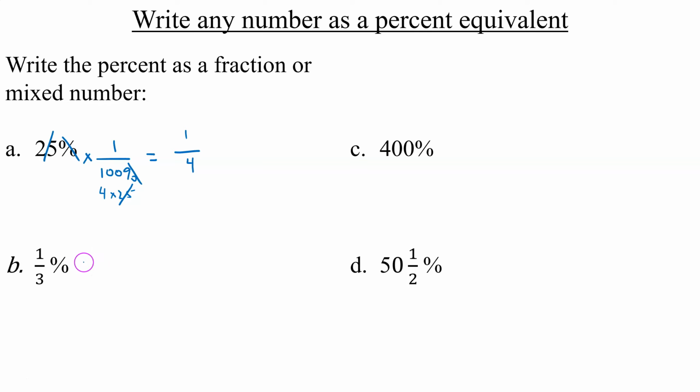1/3%. We are going to multiply by 1 over 100%. The percentage signs go away. We really can't cancel anything else, so 1 times 1 is 1, and 3 times 100 is 300.